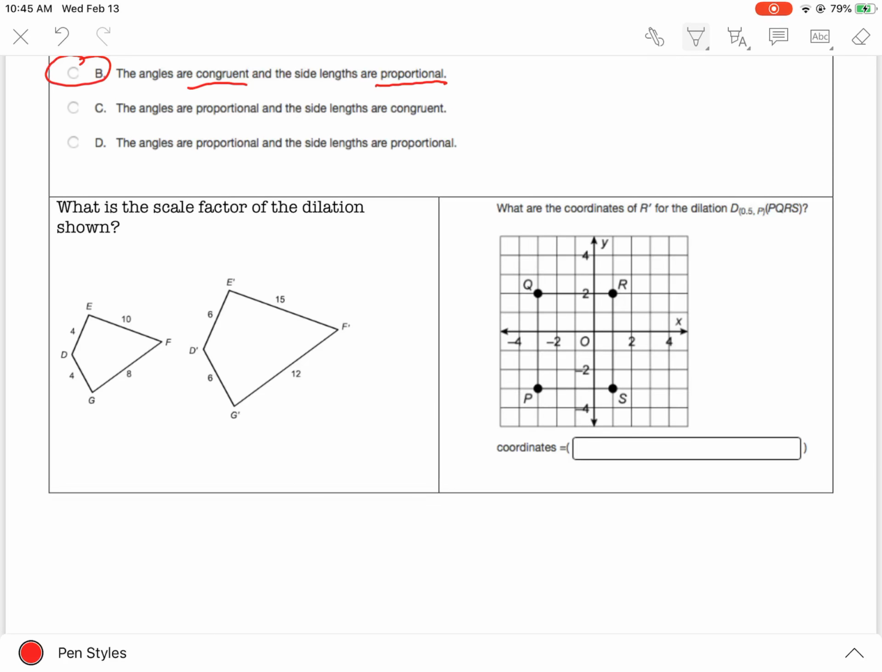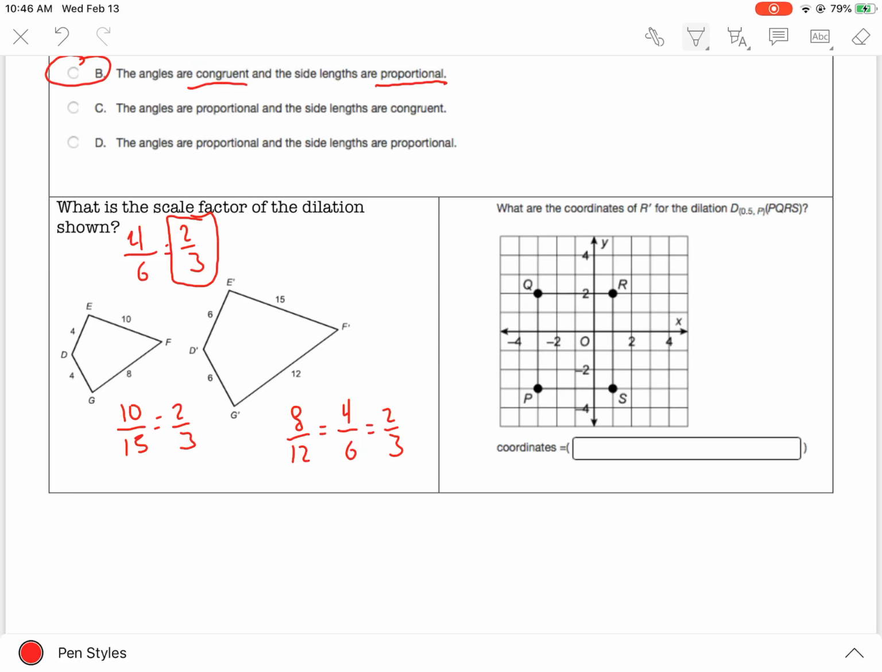Scale factor of the dilation shown. So we have 4/6, also known as 2/3. You can check the other ones as well. 10/15 is 2/3, and 8/12 would be 4/6, which is 2/3. So, 2/3.